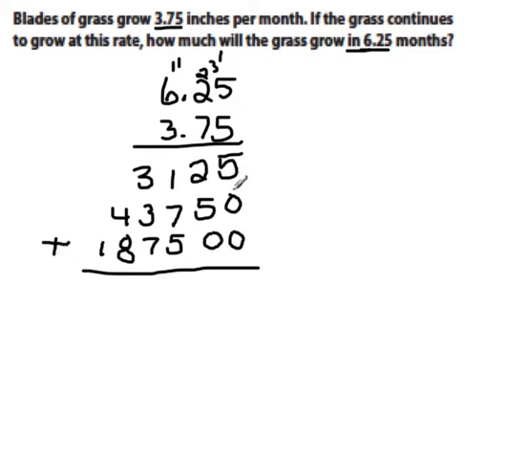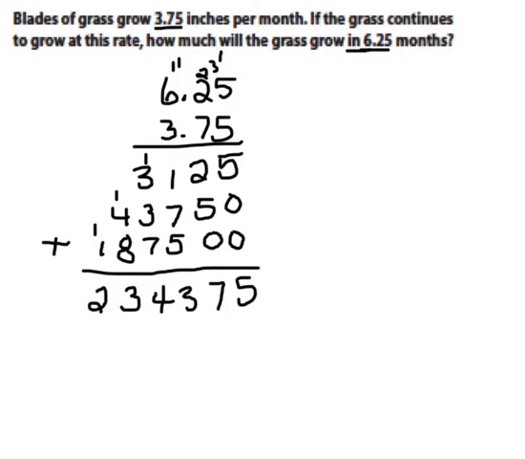Now I can go about my business of adding. Once again, I start at the far right, add up all my columns. 5 plus 0 is 5. 2 plus 5 plus 0 is 7. 1 plus 7 plus 5 is going to be 13. 1 plus 3 plus 3 plus 7, that's 14. Carry the 1, 12, 13. Carry the 1, and I wind up with 2. But where do we put our decimal place?